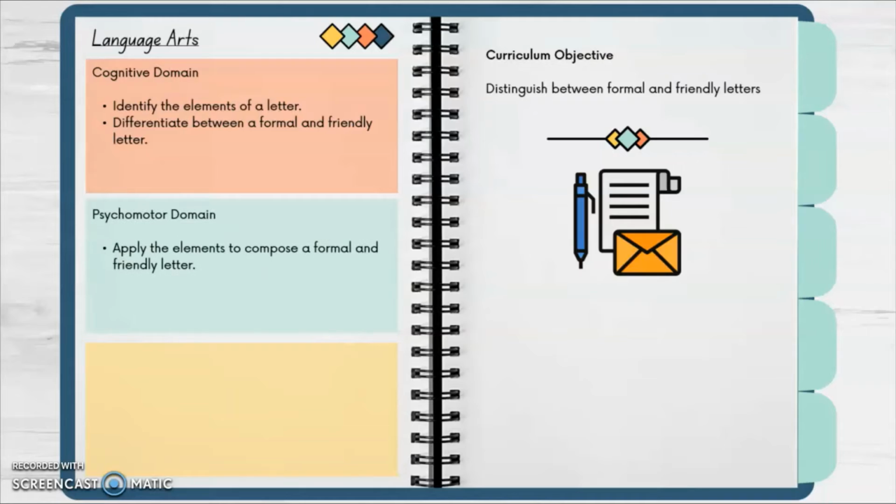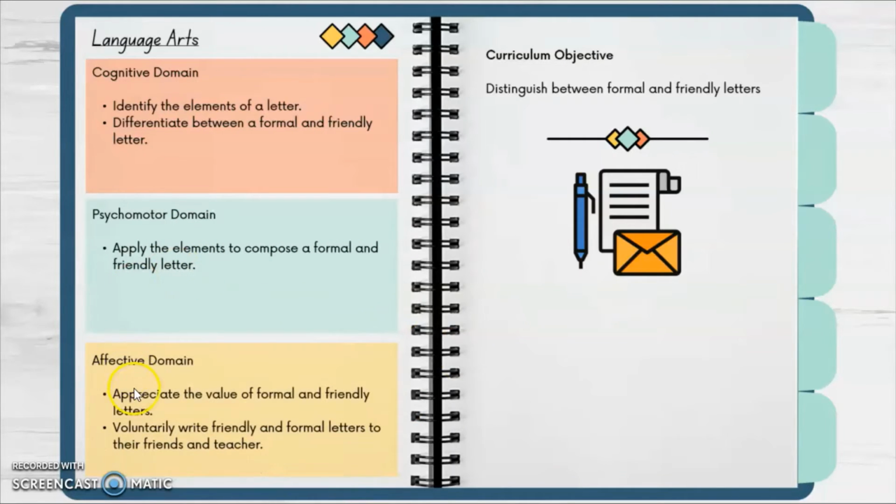And then from the psychomotor domain, you want them to do something, correct? Yes. So they're going to apply the elements of a letter to compose a formal and friendly letter. And of course, we cannot leave out our affective domain. The students are going to appreciate the value of formal and friendly letters and also voluntarily write friendly and formal letters to their friends and also their teacher.